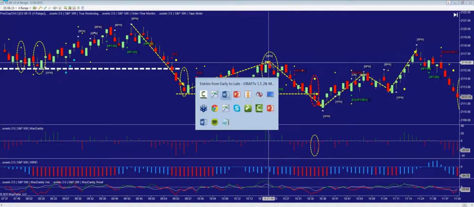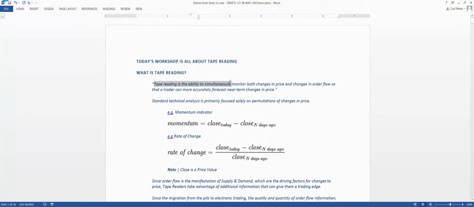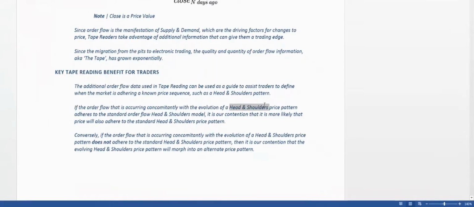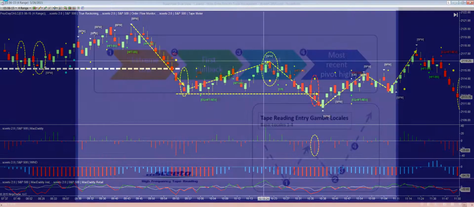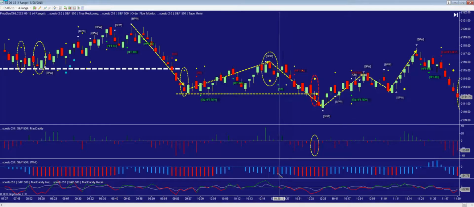So now, in terms of our model, where we talk about tape reading as the ability to simultaneously monitor both changes in price and changes in order flow, so the trader can more accurately forecast near-term price changes, and the head and shoulders model, we're in good shape. I'm now looking for this extreme low, this number one. How do I trade the extreme low? And we'll just go through it again.